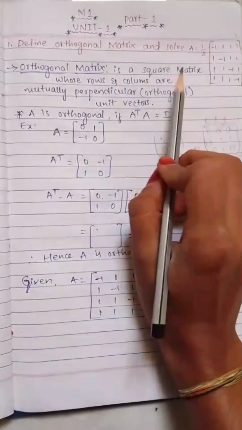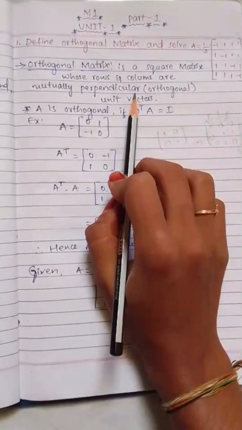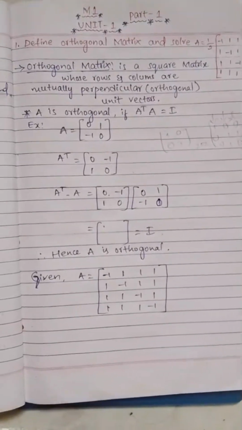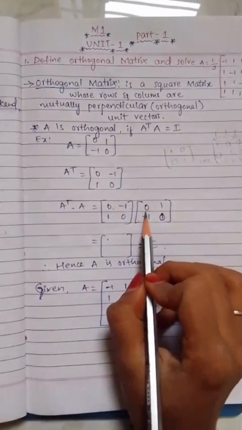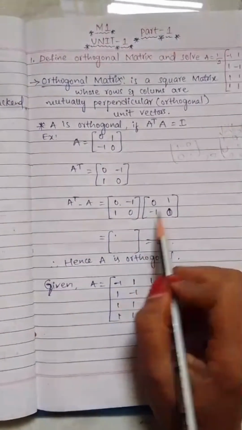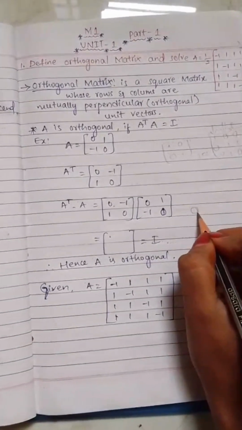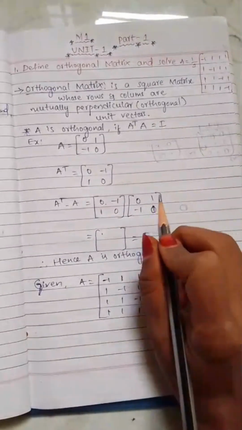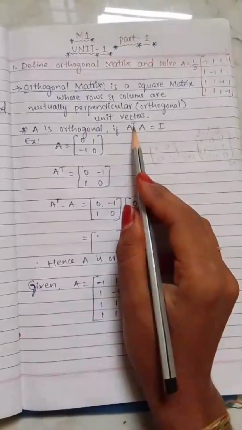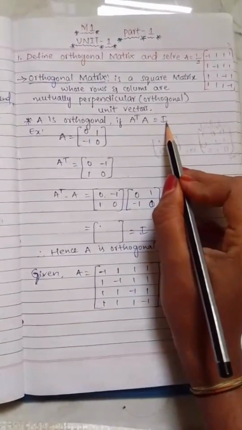An orthogonal matrix is a square matrix whose rows and columns are mutually perpendicular or orthogonal unit vectors. Mutually perpendicular means if you take two different rows or columns of an orthogonal matrix and find their dot product, it should be 0. Then it is mutually perpendicular. Then A is orthogonal if A transpose into A is equal to I. I means the identity matrix.